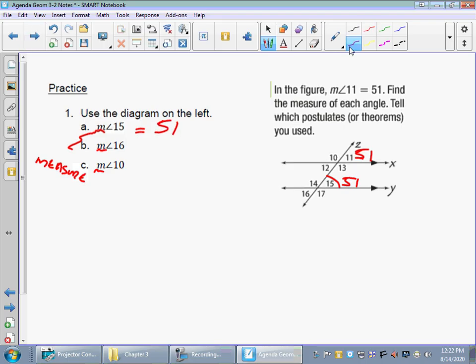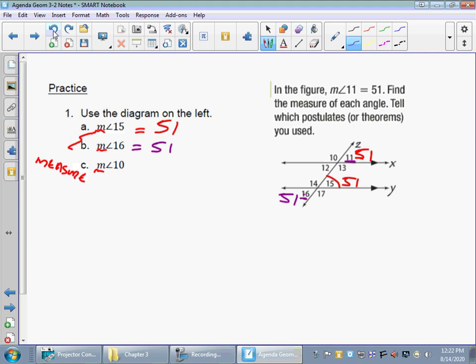If we look at letter B, the measure of angle 16. Well, 16 is down here, okay? What's the relationship with 16 and 11? 11 is here, it's 51. And 16 is on the alternate side of Z. It's on the opposite side of Z, so we know it's alternate. And it's on the outside of lines X and Y, so it's an alternate exterior angle, so it would also be 51. Another way you might be able to tell that is that it's vertical with angle 15. So if it's vertical with 15, it's got to be equal as well, or congruent as well.